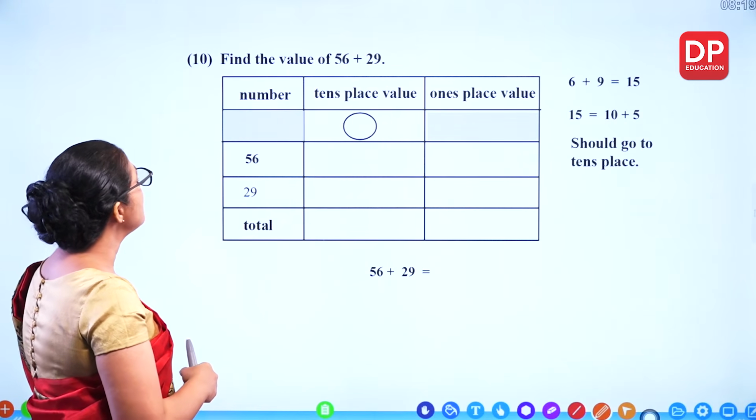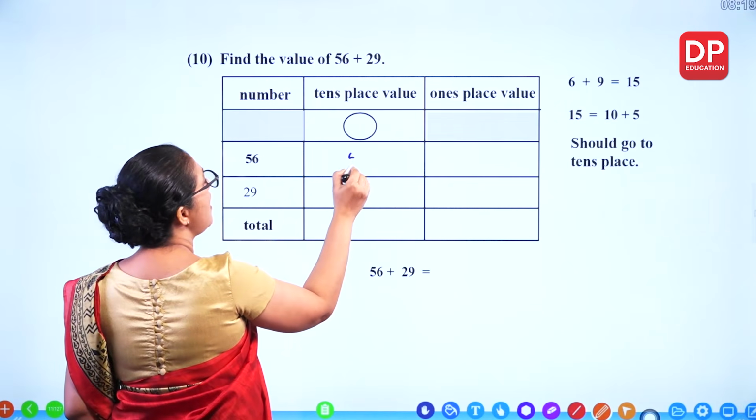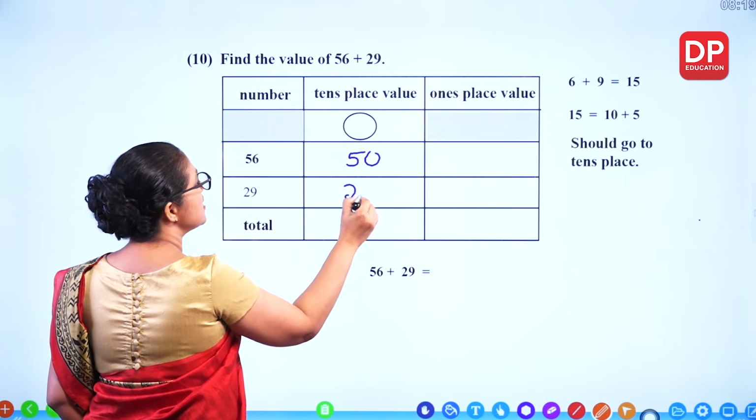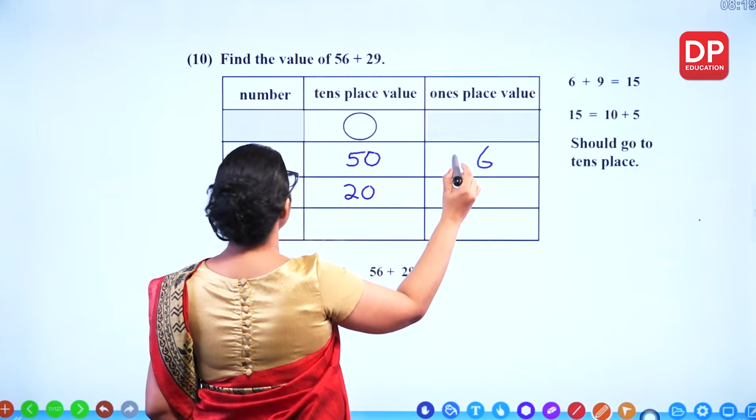Now similarly do this one. 56 and 29. How many tens are there? 50. Here 20. How many ones are there? 6 and 9.